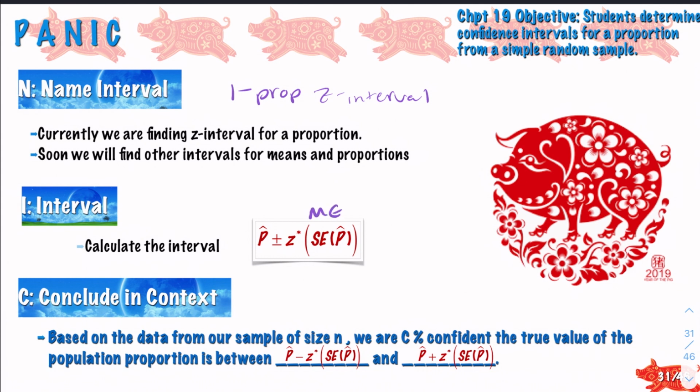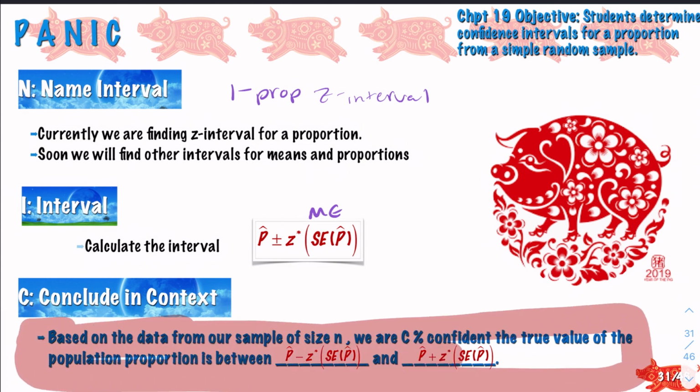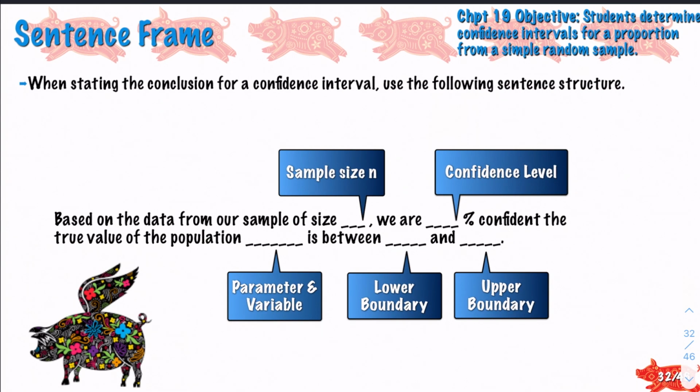And then finally, once we do all of that work, we jump to our calculator and it does it for us. We give our conclusion. And this is one of those things where it's much better to just fill in the blanks. So I'd highlight this. Based on the data from our sample size of n, we are C% confident the true value of the population proportion is between our lower bound and our upper bound. Wash, rinse, repeat. It's pretty nice to have those.